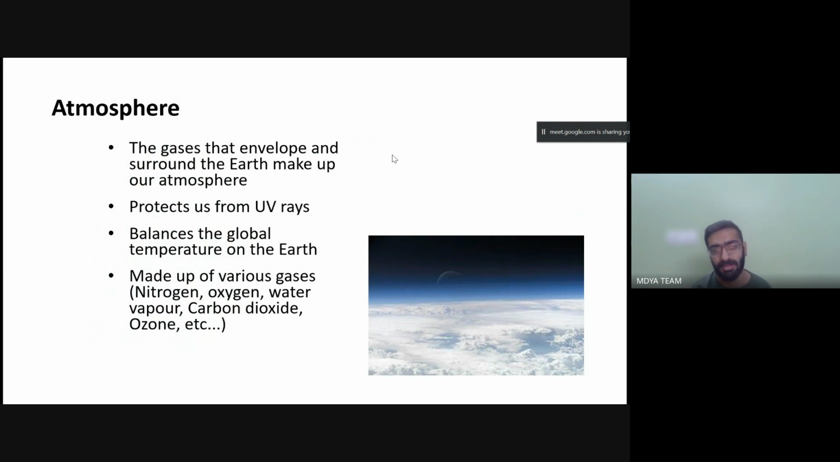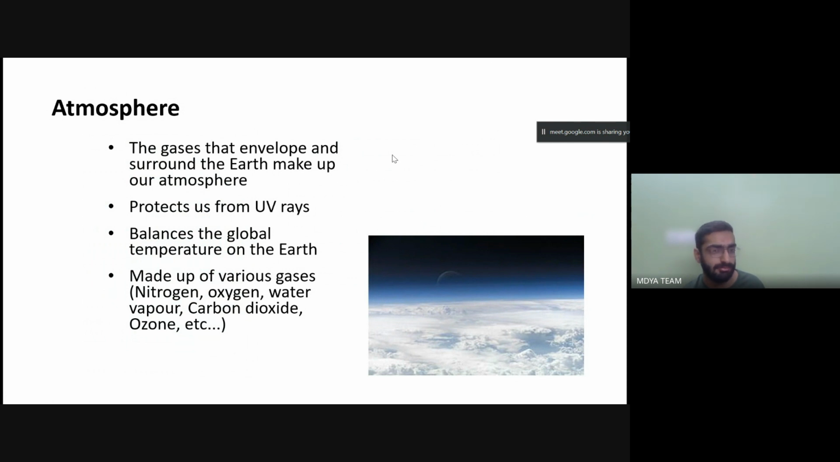So the atmosphere is the gases that envelop and surround the Earth, like a kind of shield. What it does is protect us from ultraviolet rays. The direct incidence of ultraviolet rays from the sunlight is harmful for the skin, and it could be harmful for other species as well. So the atmosphere protects us from that.